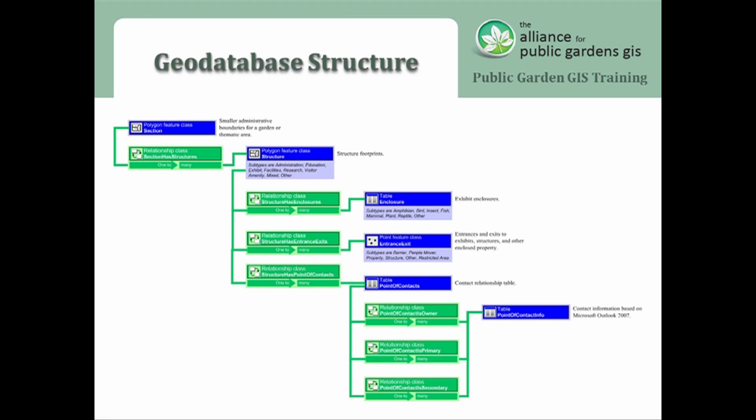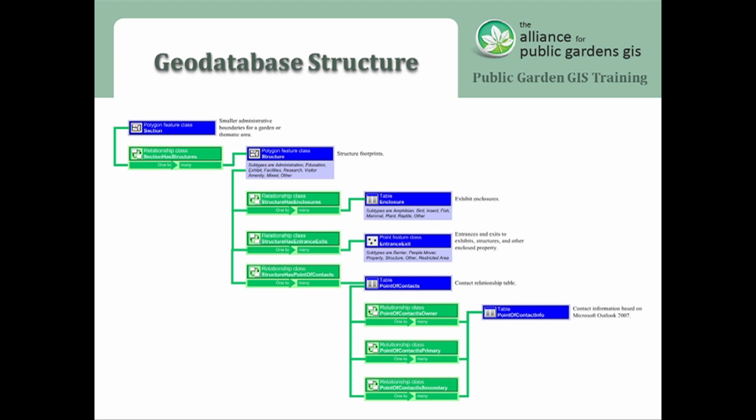The structures feature class, to the right of the relationship in blue, is used to store the footprints of buildings or structures. It has subtypes. As I mentioned earlier, you can have an administrative building, an education focused building, exhibits, facilities building, research, visitor amenities, mixed use, or other types of structures. And each one of these structures then has more relationships.